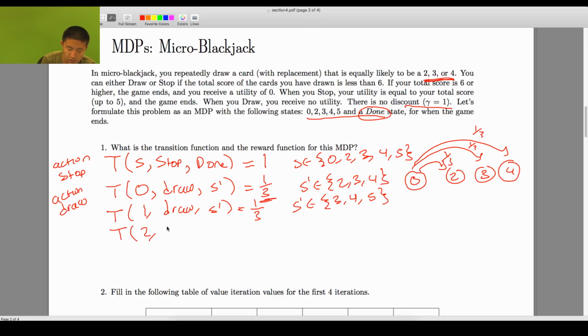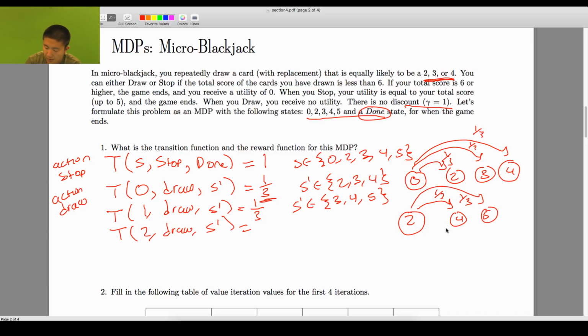Now in state 2, if you draw, then if you draw a 2, you go to state 4 with probability 1/3. If you draw a 3, then you go to state 5 with probability 1/3. And if you draw a 4, then you go to done, because in this case your total score has exceeded 5. So S prime is in 4, 5, and done.